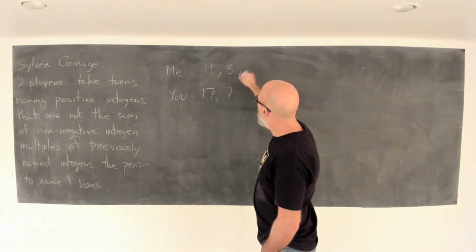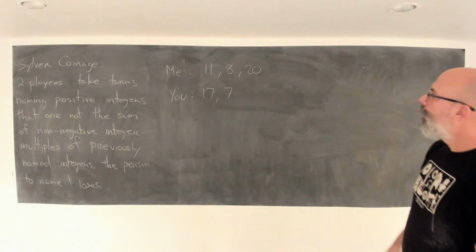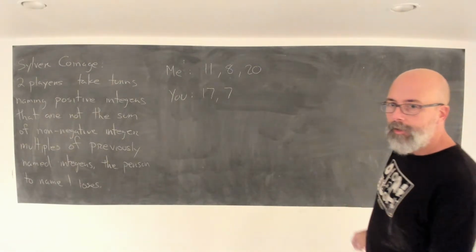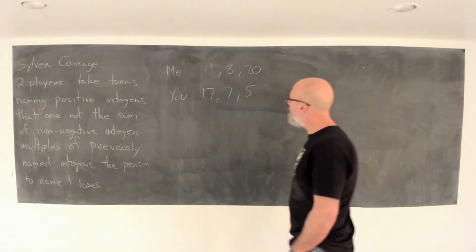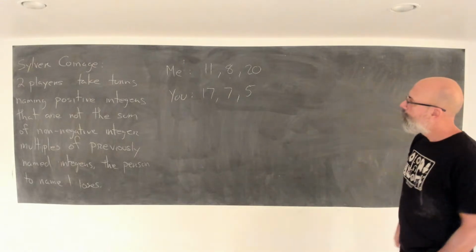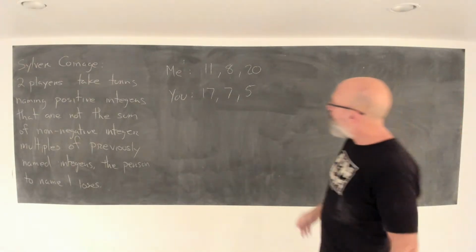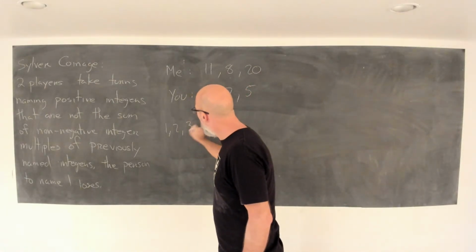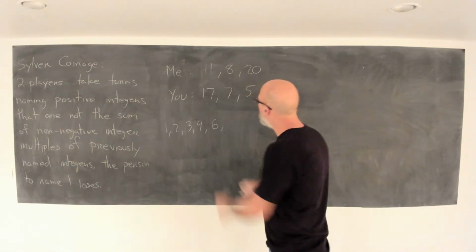Let me follow that up with 20. And then a 5. Well, now, before I choose, why don't I write down what's left? What is left? 1, 2, 3, 4. 5 is gone. 6 is left.